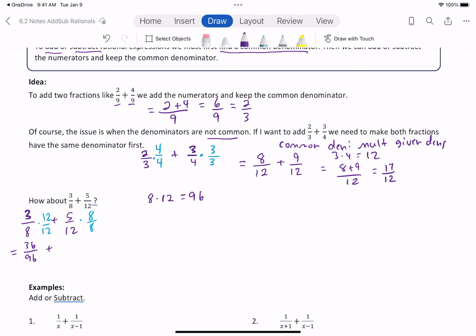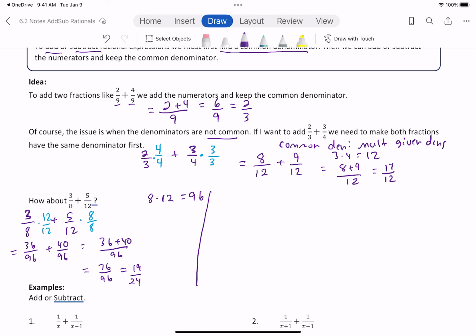This would result in 36/96 plus 40/96. And then we could add the numerators. And that will give me 76 over 96, which of course is not in lowest terms. So we would have to figure out what common factor. And I didn't know this one offhand either. So I would have to use the calculator, which I assume you would. But it turns out they're both divisible by 4, and it would give me 19 over 24.